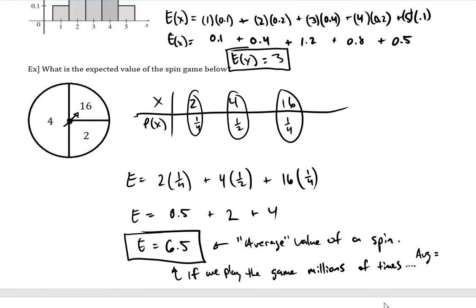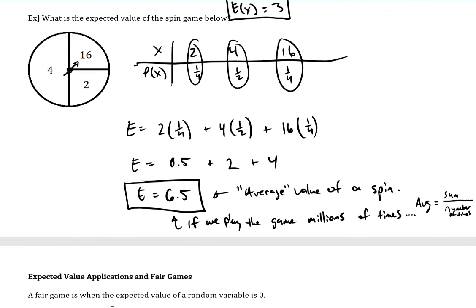Our average would be the sum of all of the results divided by the number of times that we played it. If we played it millions of times, that's what would go in the denominator. The sum should go in the numerator, which again would take a very long time to actually find. But when we divide the two, that's how you find the average. It should be right around 6.5. Okay, so that's what this means.